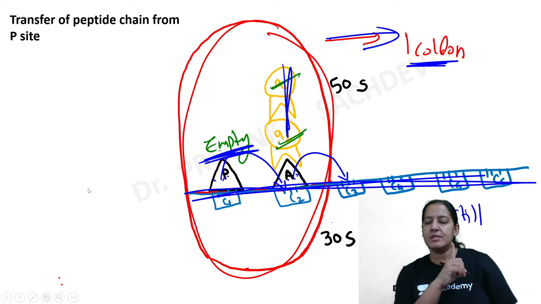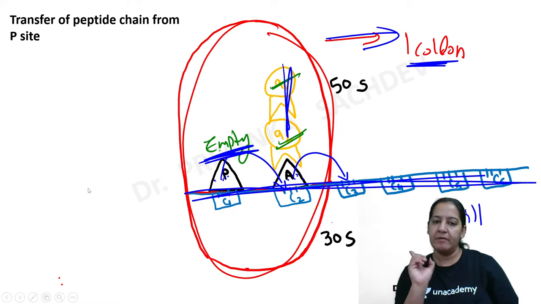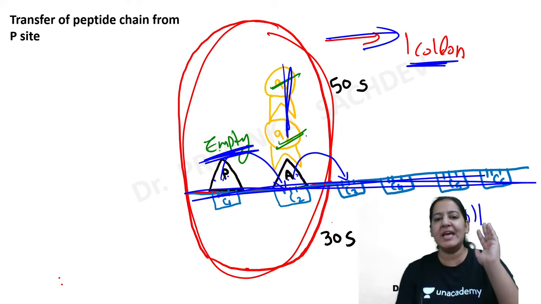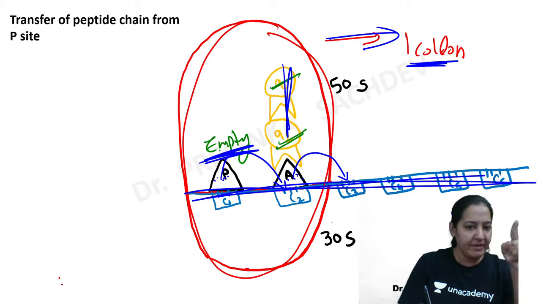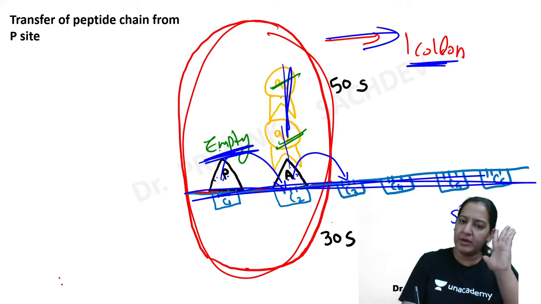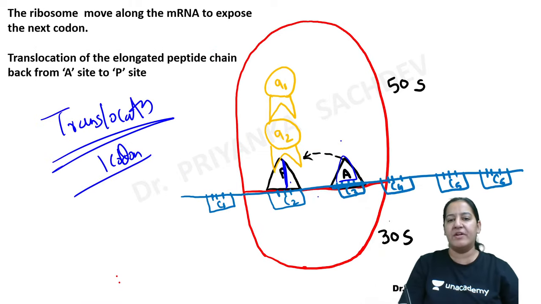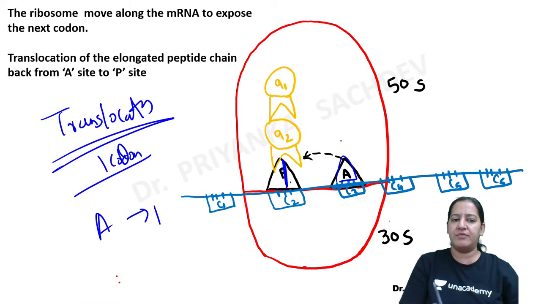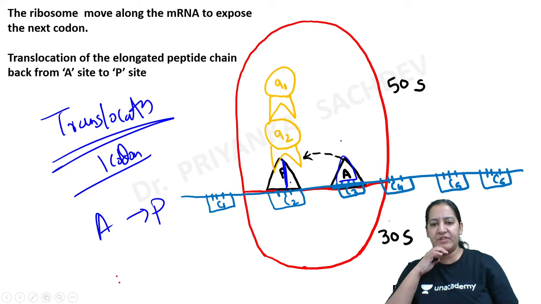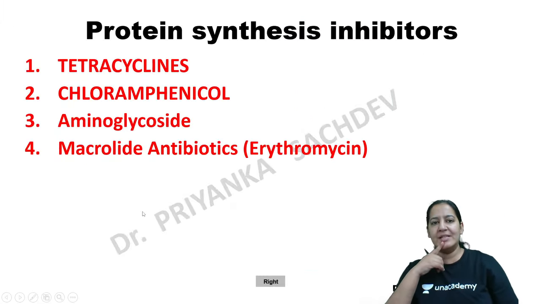Have you got it? So this is the movement of the ribosome ahead by one codon. Can you see in the previous one, the P window is empty and the amino acid is present on the A window. But when translocation takes place, this A1, A2 is coming on the P window. So can I say this is A2P shift? So step number 4 is A2P shift.